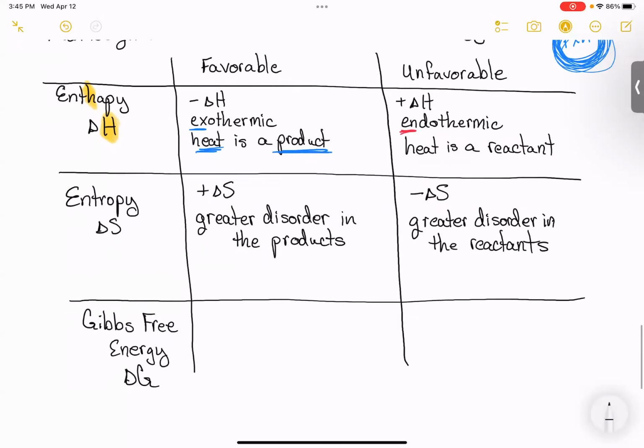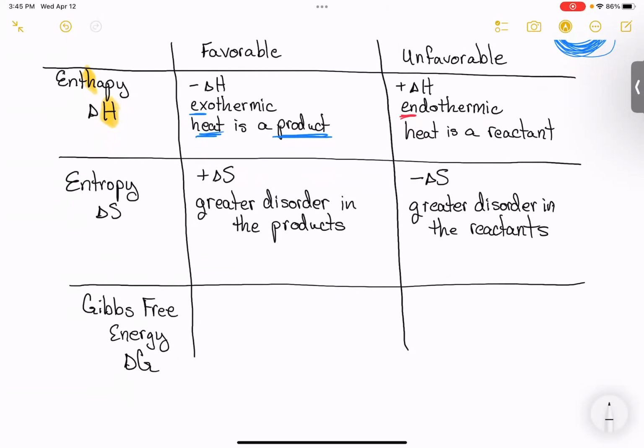For Gibbs free energy, what you want is a negative delta G for a favorable process. A positive delta G means that it is an unfavorable process. Now we'll have to get to the entropy and enthalpy to figure out what delta G is, but delta G is the ultimate. And with that, we will take our break.